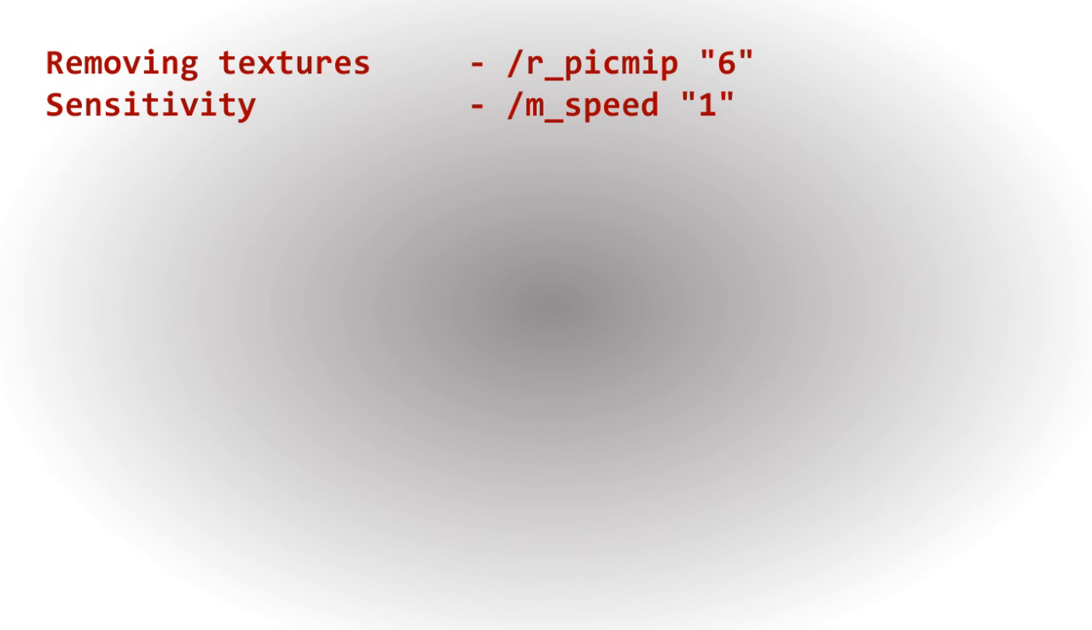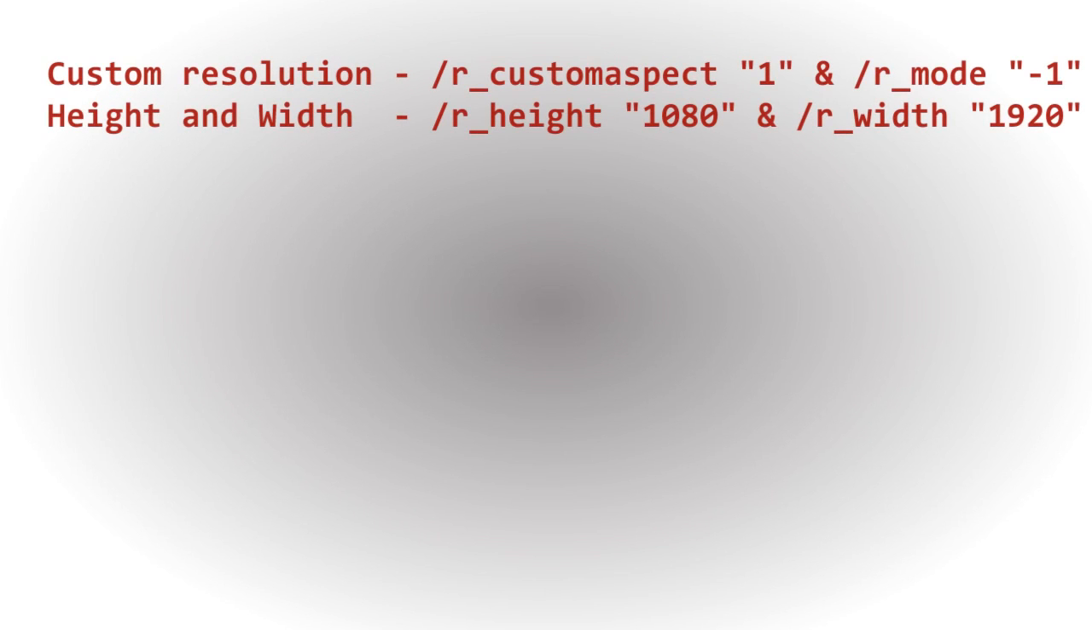Another thing that most people bounce off Quake, the reason being is because of the resolution. It's an old game, but with CPMA, you can change that with r_customaspect and then 1. You also need r_mode -1. I don't know why it's -1. I don't even know what r_mode does. I just know if you don't have -1 as the value for r_mode, the resolution looks really strange.